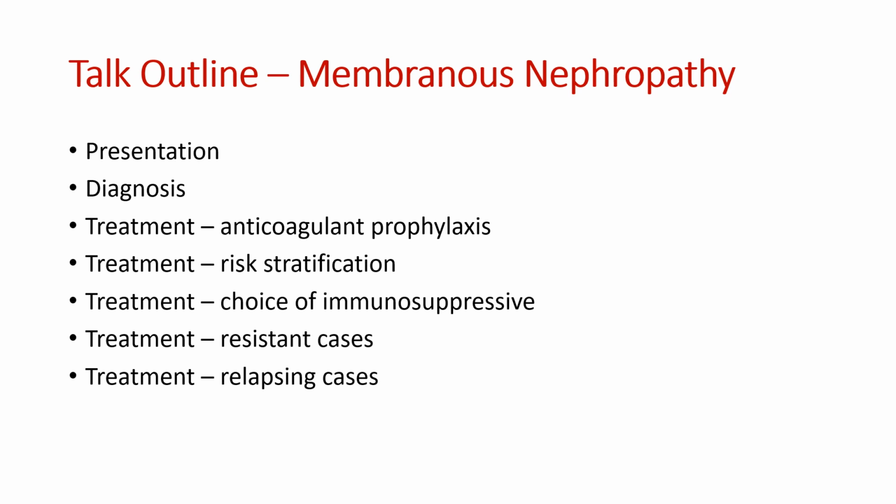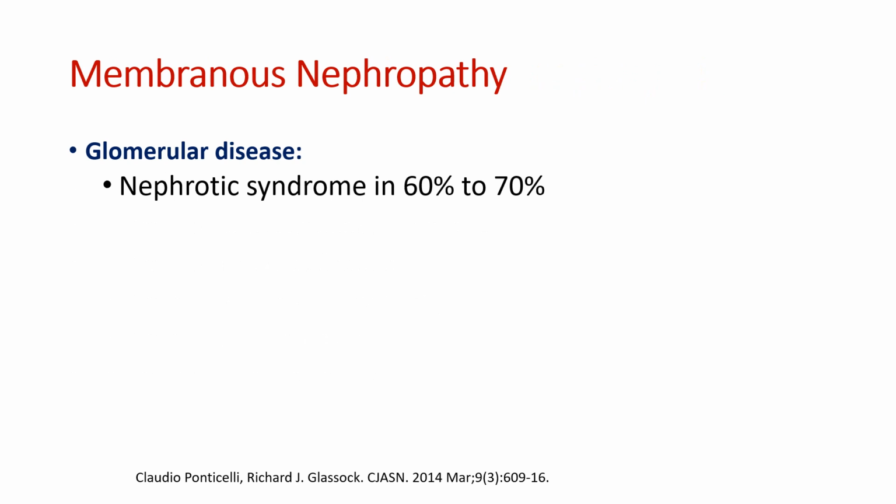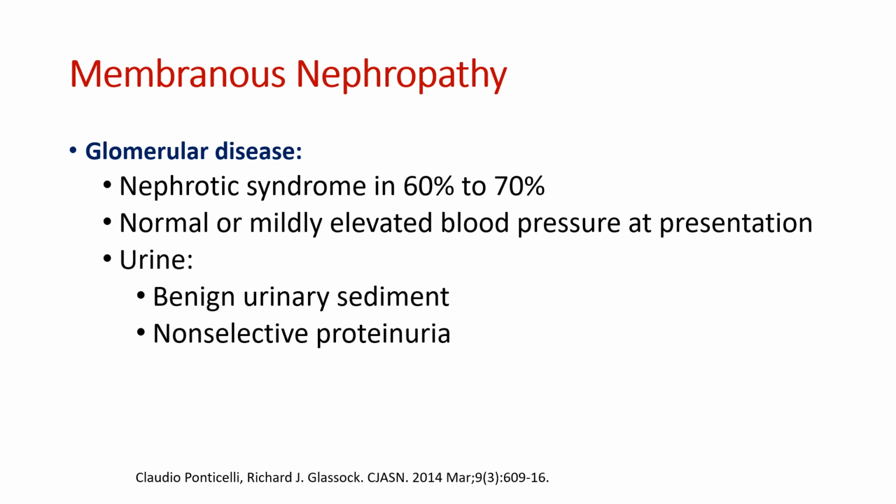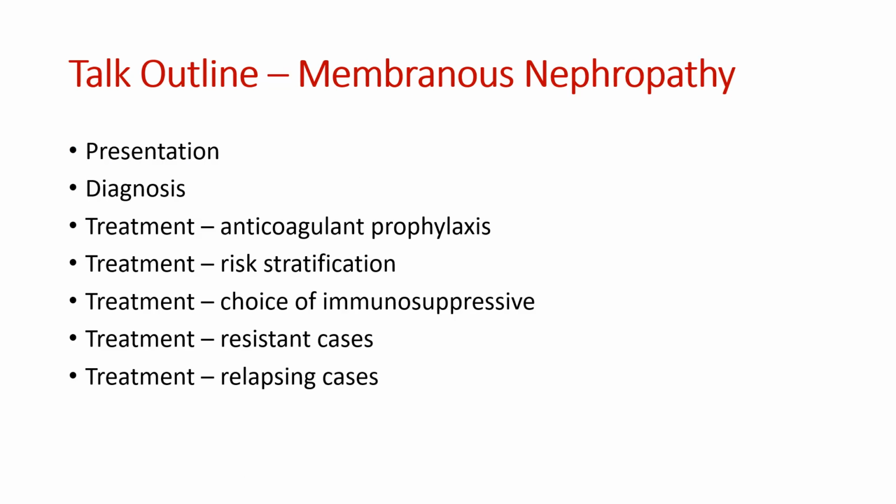Starting with membranous nephropathy, I will start with the presentation. We all know that most cases of membranous nephropathy present with nephrotic syndrome. Nephrotic syndrome is present in 60 to 70% of the cases. As in most nephrotic cases, blood pressure is normal or mildly elevated at presentation. Regarding the urine, there is non-selective proteinuria and benign urine sediment, usually with absence of red blood cell casts.